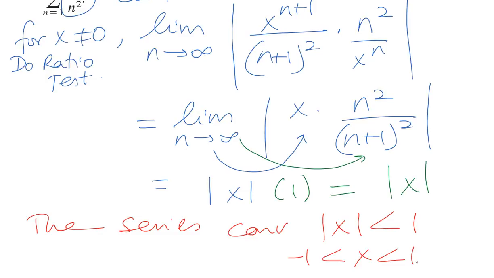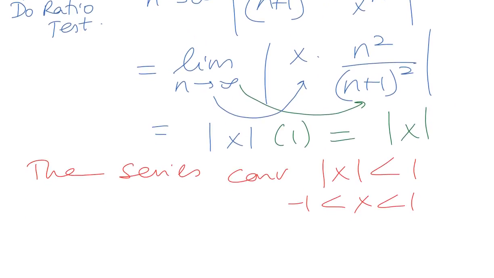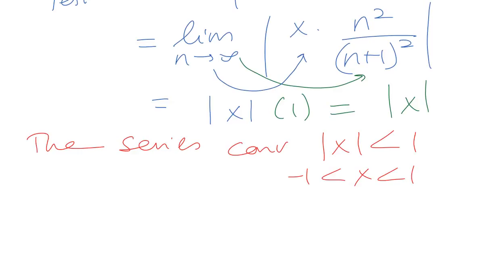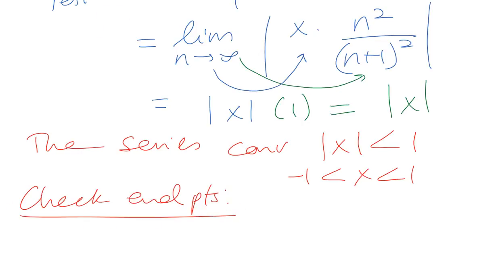Now when x is -1, the limit is 1. The absolute value of -1 is 1, so it's inconclusive. When x is 1, the limit is 1, it's inconclusive. That's why we must do different tests to determine endpoint convergence. Okay, so check endpoints, one by one.